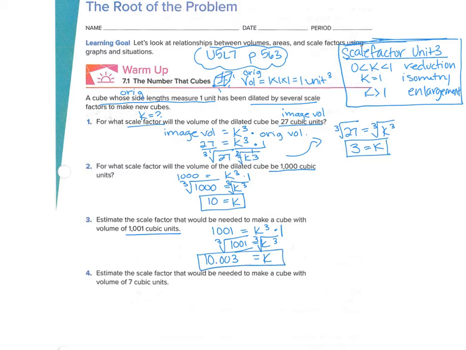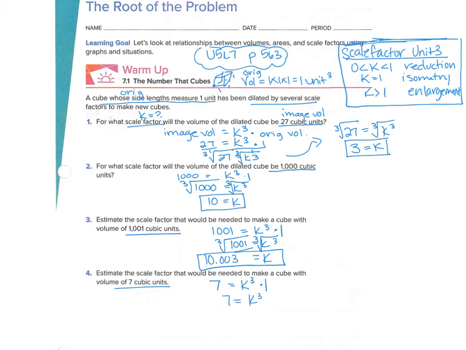It says estimate the scale factor that would be needed to make a cube with volume 7 cubic units. This is my image volume. Let's substitute the 7 in for my image volume. It's equal to my scale factor cubed times my original volume of 1. Divide both sides by 1.